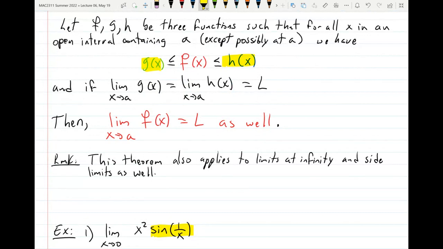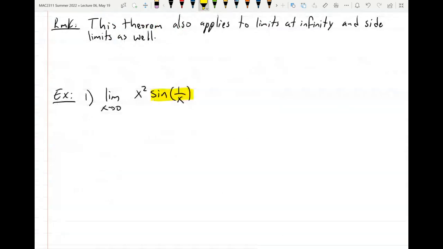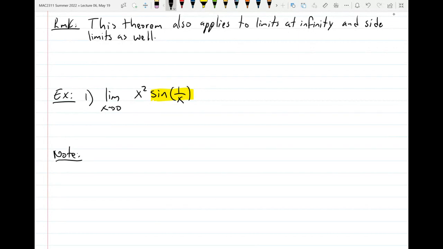So somehow we need to be able to build this inequality. But sine will always give you a starting point. So note, what do we know about the sine function? We know that regardless of what's going on, the sine is always between 1 and -1. So this is going to give us the starting point. I don't care what x is, sine of 1 over x will always be between -1 and 1. This gives us a head start. Now we just have to build our function.